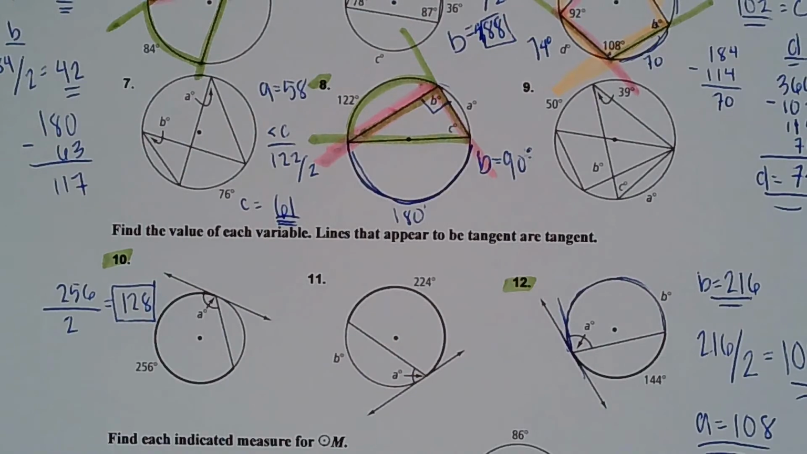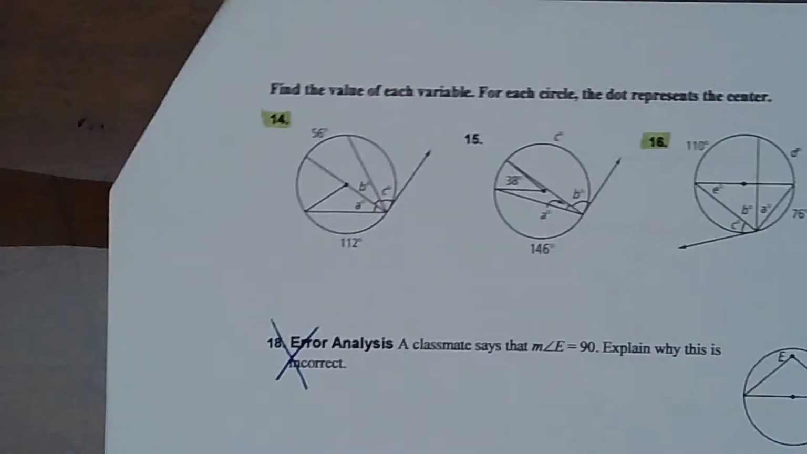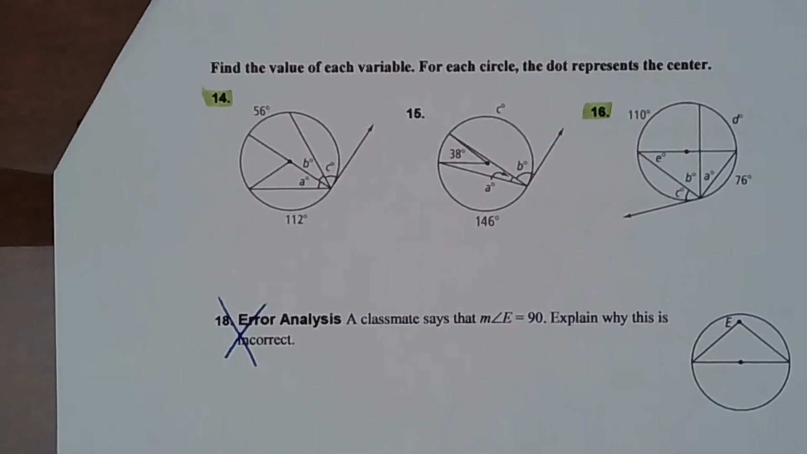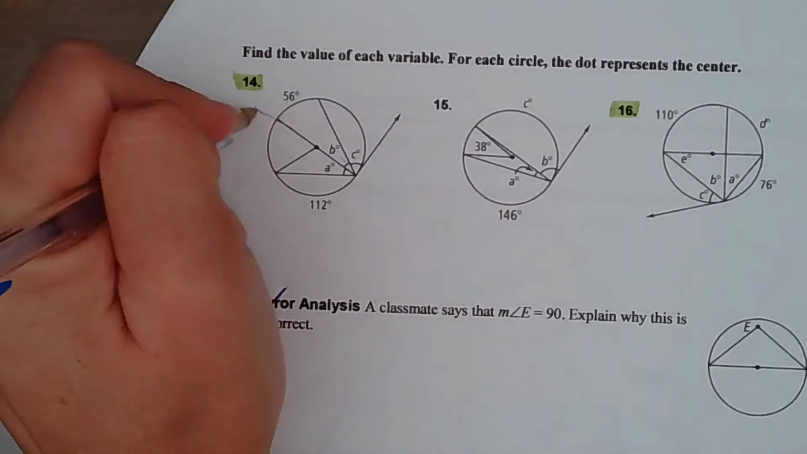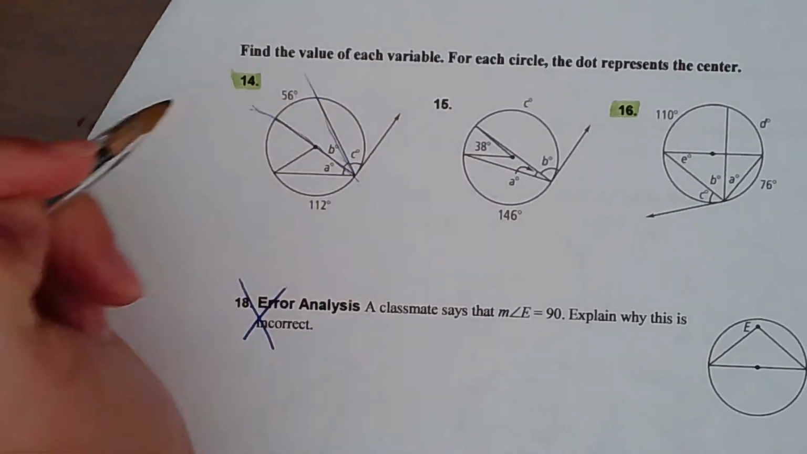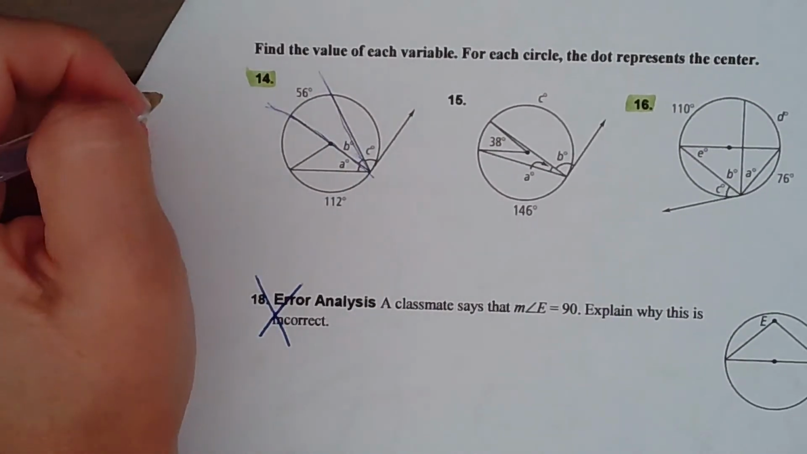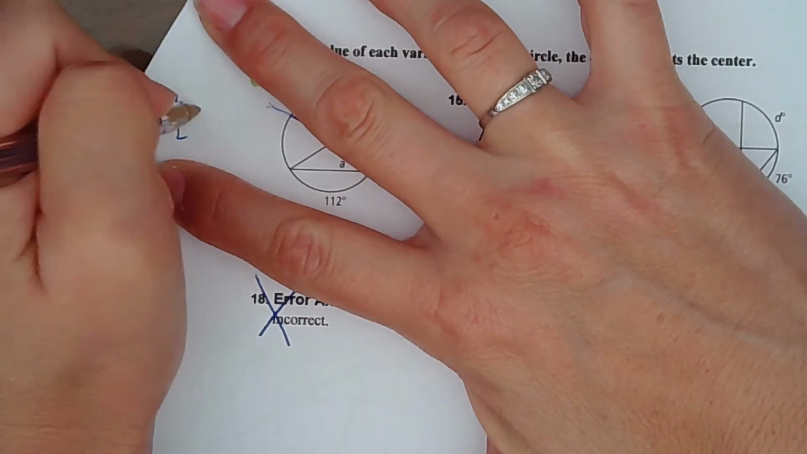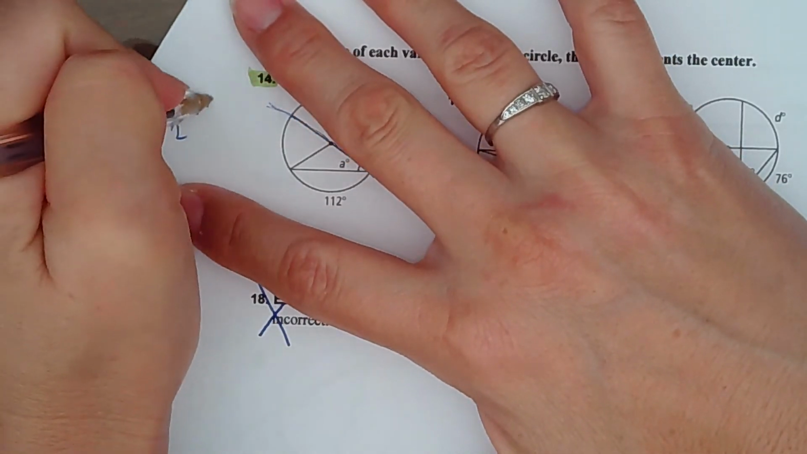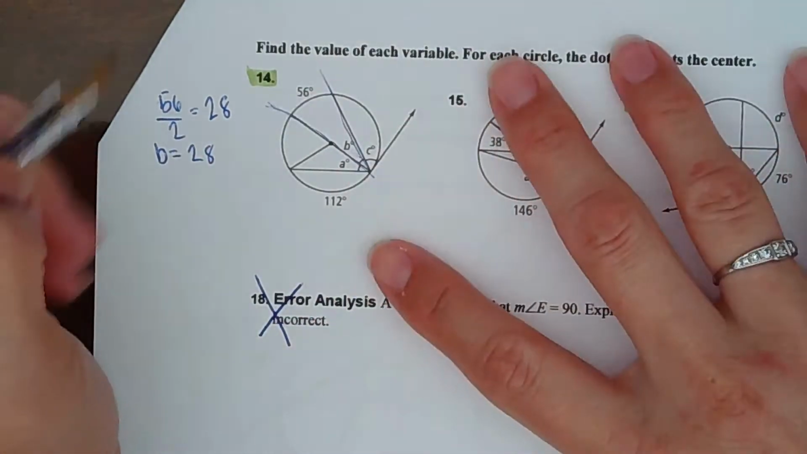And moving on to our next page, some crazy tricky ones. Okay, so first thing that we're going to do is we're going to do B, because we can see that B intercepts this arc, right? So we're going to take that 56 and we're going to divide it in half. So 56 divided by 2, and that's going to give me 28. So I know that B equals 28.